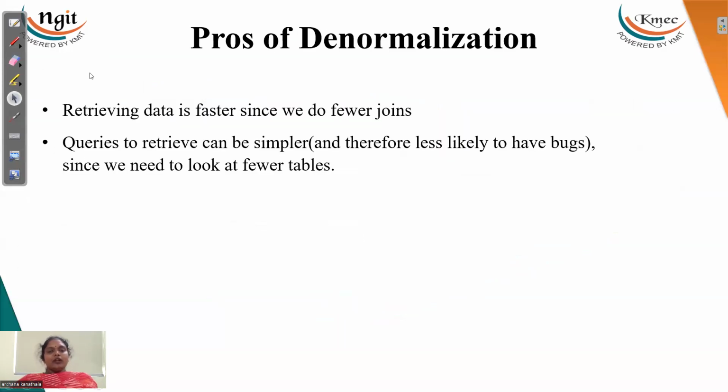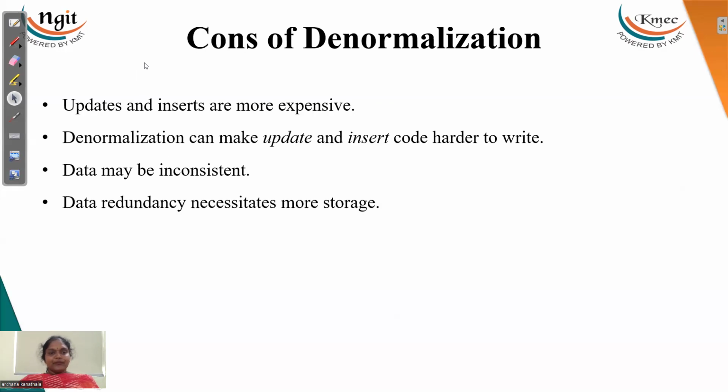Now, what are the advantages of denormalization? Retrieving data becomes faster because we are not going to perform multiple join operations. And second, retrieving data becomes simpler compared to the previous approach, which involves a larger number of join operations.